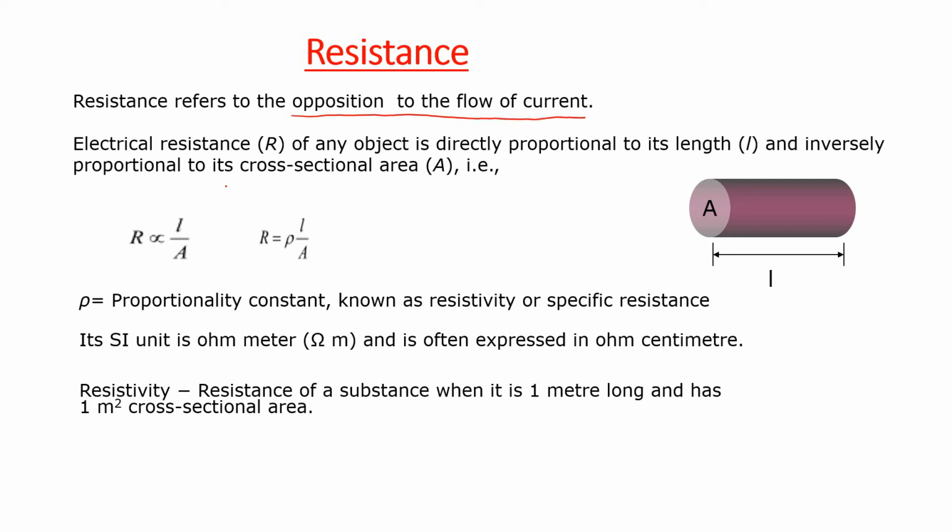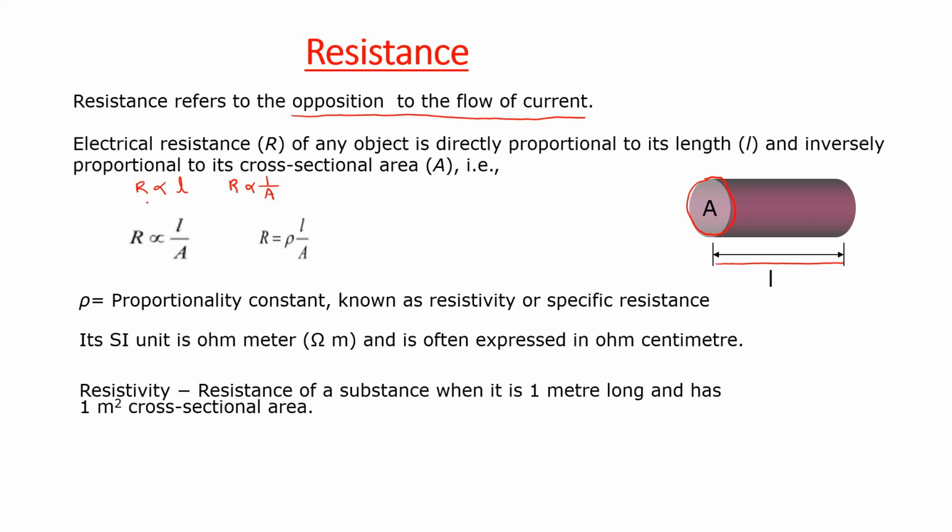Generally, this resistance is always directly proportional to the length of the tube, or whatever object you take here. This is the length, from here to here. More length, more resistance. Next, resistance is also inversely proportional to the area of cross section. A stands for area of cross section. This part is called the area of cross section. If it is more, resistance will be less. So I have written that here.